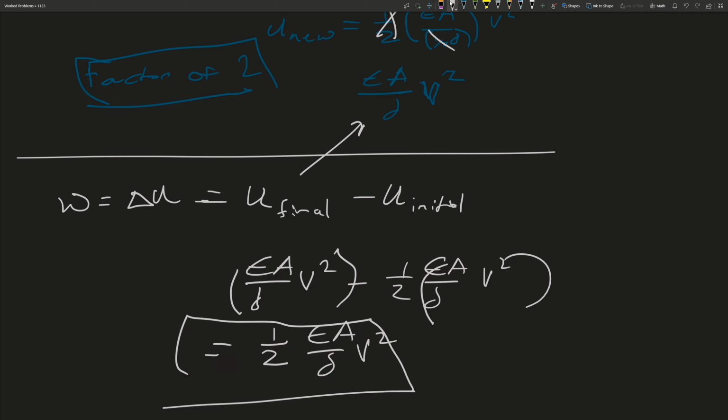which sounds a little confusing, but it makes sense. In order to double the amount of energy in the system and go from here to here, we had to put this much work into it. So we did 1/2 quantity epsilon A over D V squared of work, and we consequently doubled the amount of energy stored in the capacitor.